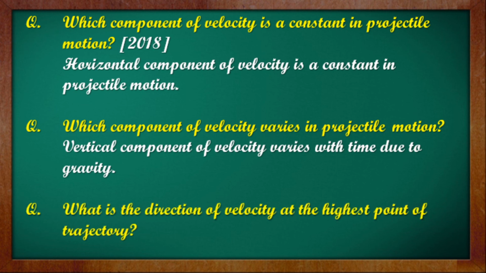What is the direction of velocity at the highest point of the trajectory? The direction of the velocity at the highest point of the trajectory is exactly horizontal.